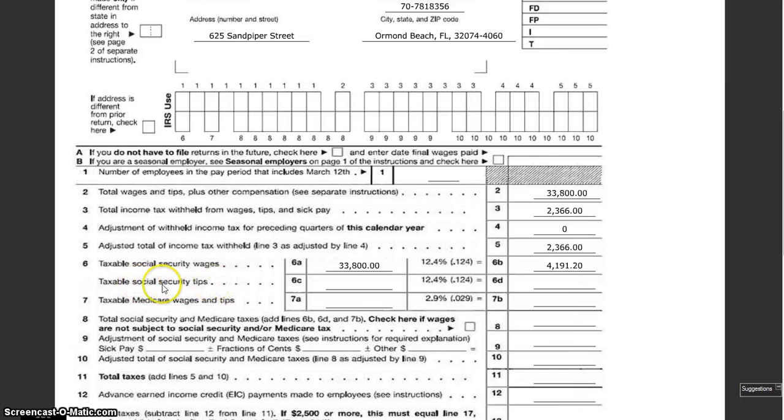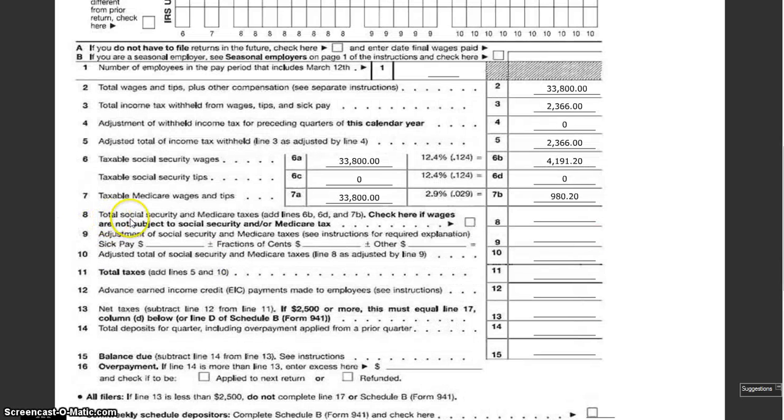Taxable Social Security tips, we have no tips here, so that's just 0, and we carry that 0 over when we multiply. And taxable Medicare wages, the same number, 33,800. We know that Medicare is 1.45, but that's employee and employer. So 1.45 plus 1.45 is 2.9, and our decimal is 0.029. We multiply 33,800 by 0.029, and we do that math and get $980.20.